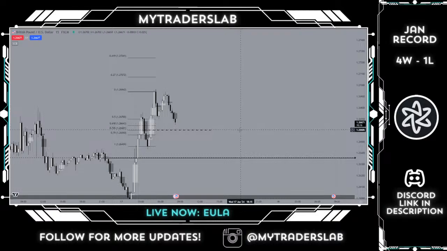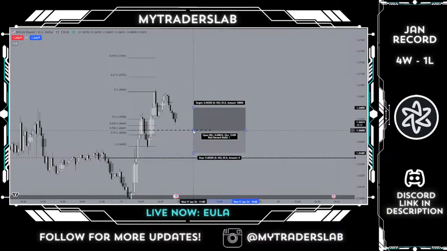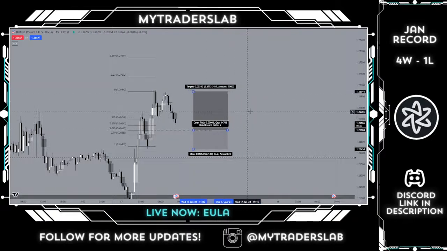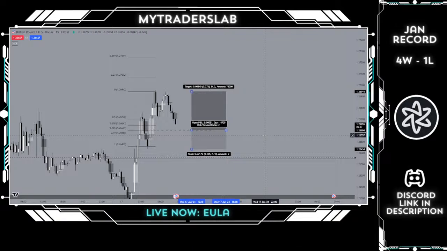If I were to take an entry here, I would probably do this. Let's check the stop loss. 17 pip stop loss, and we can target the highs for a nice 1-to-2 reward ratio. Honestly, that doesn't seem like a bad thing except for the fact that there's going to be news in 10 minutes. If price actually retraces a little bit slower, that would be amazing.